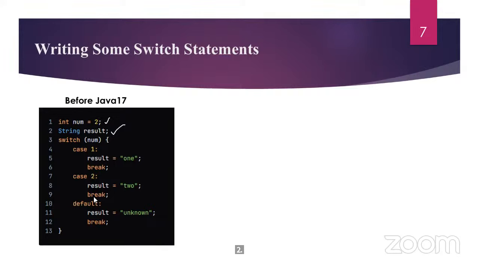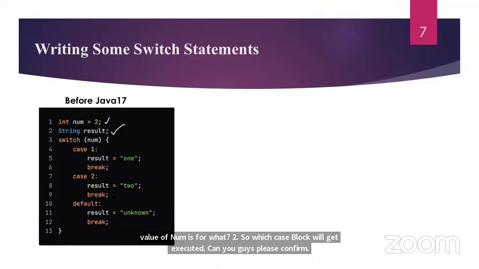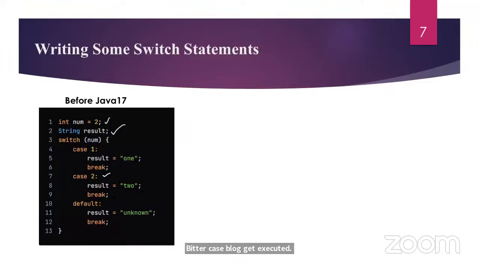So which case block will get executed? Can you guys please confirm? Case 2 block will get executed, right? Yes. Why? Because the num value is 2, guys. That's the reason the particular case is matched here. The result variable will get assigned the value 2, right? Right, guys.